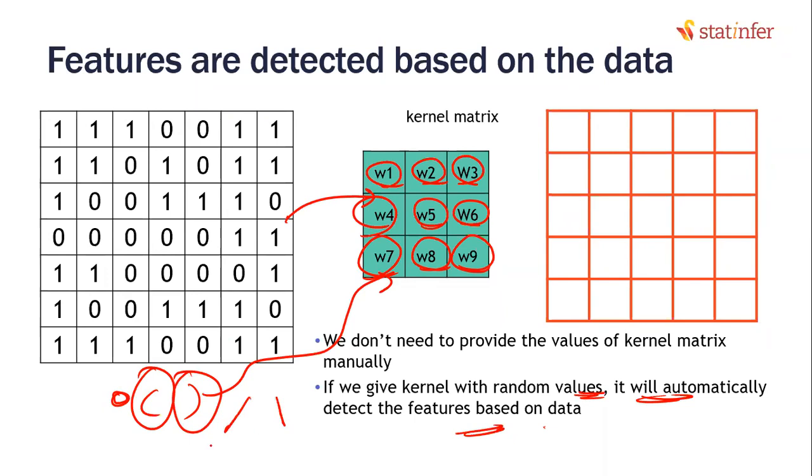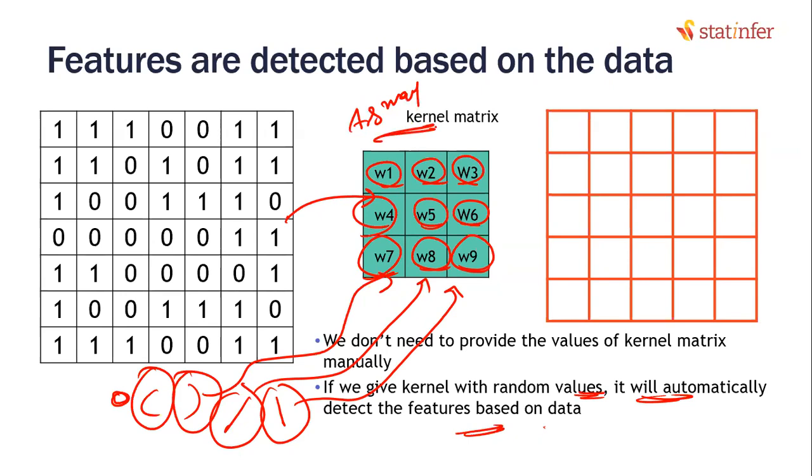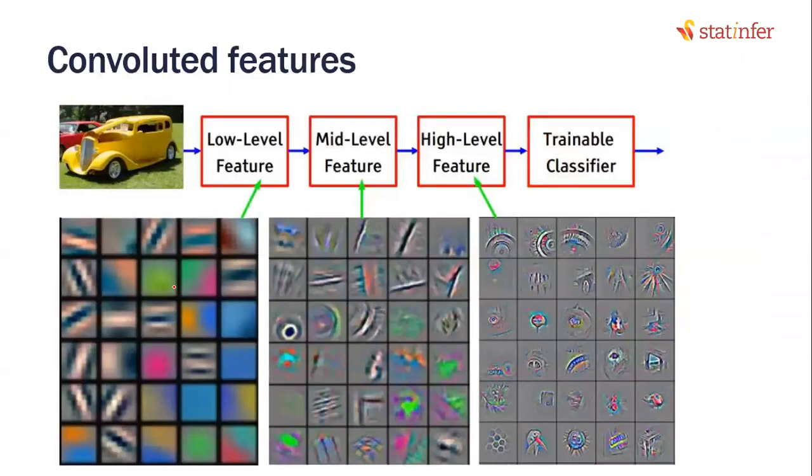If your real data has these kinds of lines, one of the filters will end up detecting this. The only thing is, you have to give as many kernel matrices or as many filters as possible. That's the thing. So definitely you have low-level features.